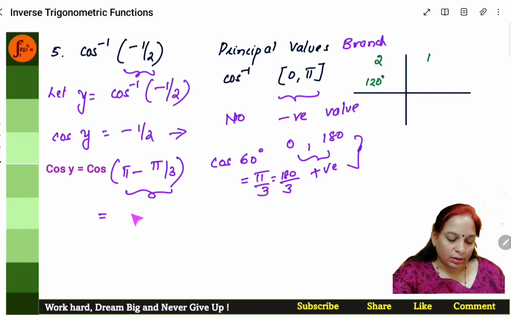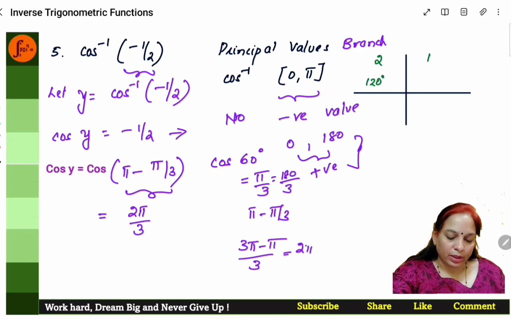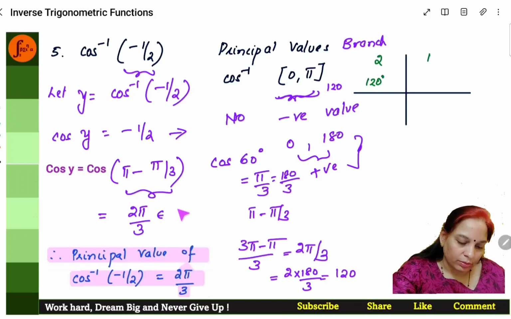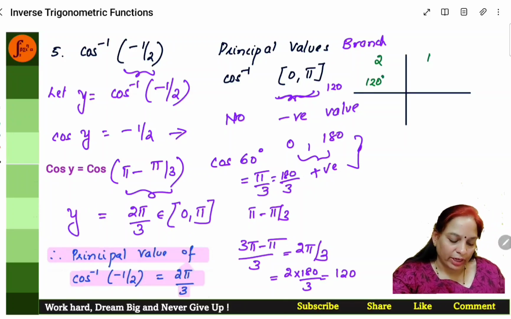This will give 2 pi by 3, right? Pi minus pi by 3 is nothing but 3 pi minus pi by 3 over 3, which is 2 pi by 3. And what is 2 pi by 3? 2 pi by 3 is 2 into 180 by 3, which is 60 into 2, 120 degrees. And 120 degrees is within this range 0 to pi. Therefore, this belongs to 0 to pi, and this is the principal value. Y is equal to 2 pi by 3.